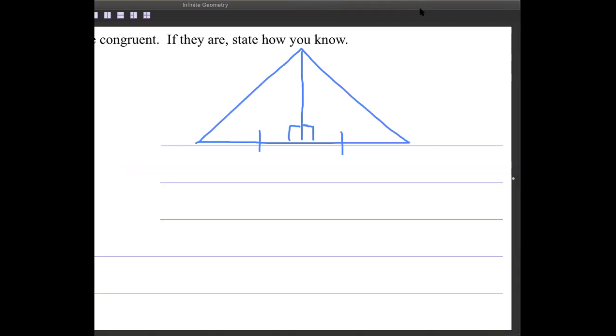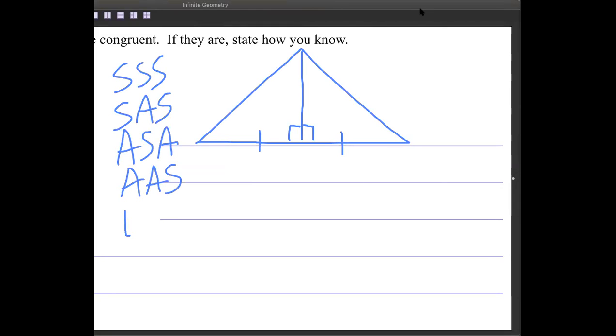What are these two triangles? You could choose any of the five: side, side, side; side, angle, side; angle, side, angle; angle, angle, side; or hypotenuse leg. So if I'm doing this one, I'm like, okay, well, they're right triangles, so at least hypotenuse leg is still in the game. And then I would look at the diagram and ask myself, okay, is there anything that I get for free that's not marked? Does this diagram have anything that I get to mark?